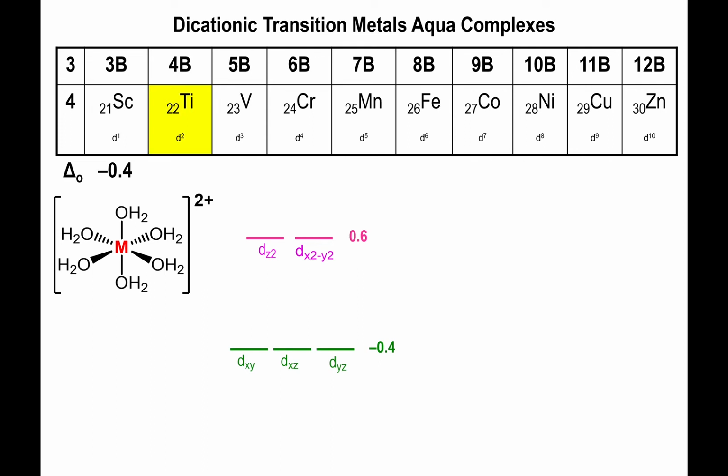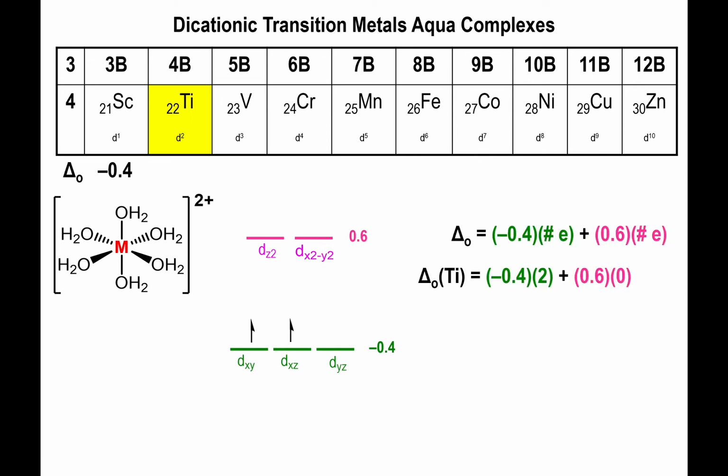For titanium, we're dealing with 2 electrons, so we place the 2 electrons, one into each box of the bottom portion of the orbital set, and then we simply input the number of electrons that we have there. We multiply 2 times negative 0.4. We have 0 on the upper ones, so we end up with a stabilization of negative 0.8.